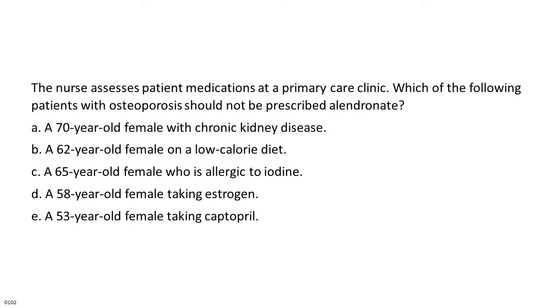The nurse assesses patient medications at a primary care clinic. Which of the following patients with osteoporosis should not be prescribed alendronate? A. A 70-year-old female with chronic kidney disease. B. A 62-year-old female on a low-calorie diet. C. A 65-year-old female who is allergic to iodine. D. A 58-year-old female taking estrogen. E. A 53-year-old female taking captopril.